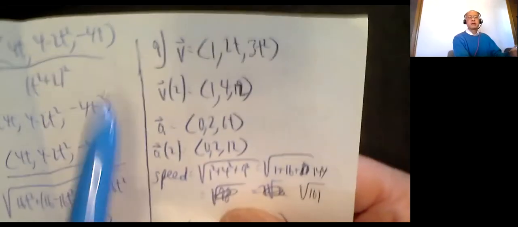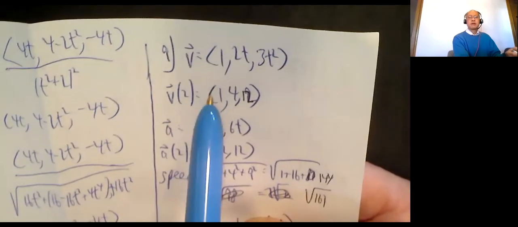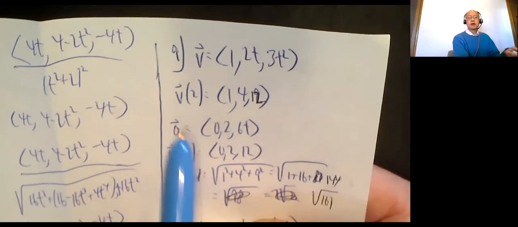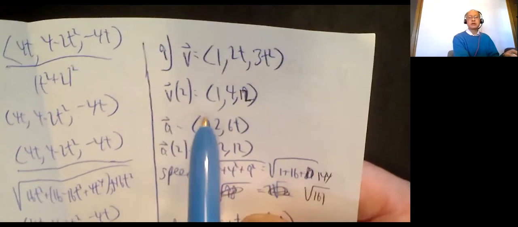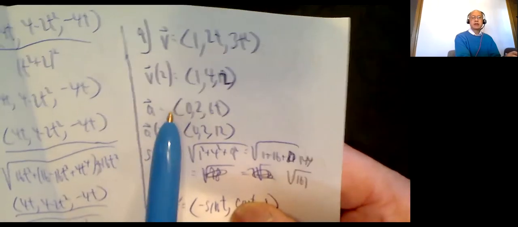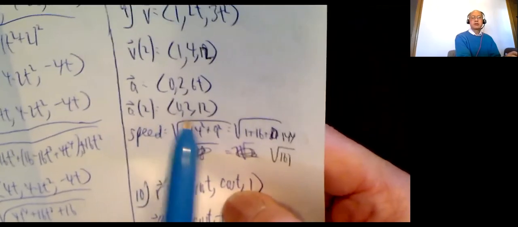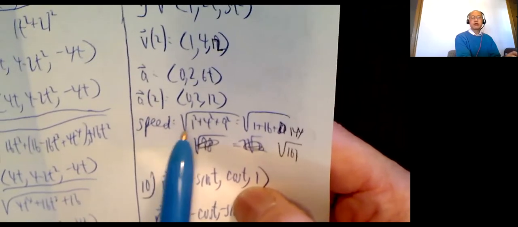Okay, number 9, here's the original function. So v is the first derivative, 1, 2t, 3t squared; plug in 2, and you get 1, 4, 12. Acceleration is the second derivative, 0, 2, 6t; plug in 2, and you get 0, 2, 12. Speed is the square root of 1 squared plus 4 squared plus 9 squared, which comes out to be radical 161.